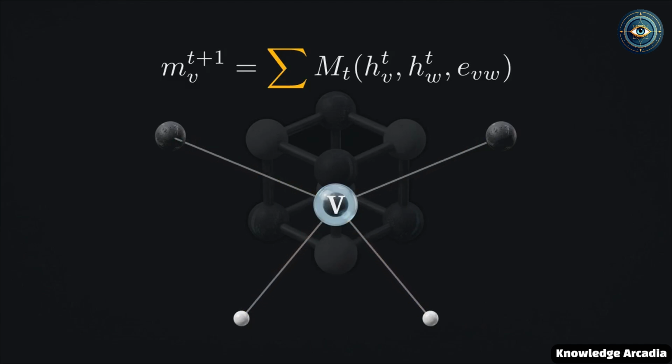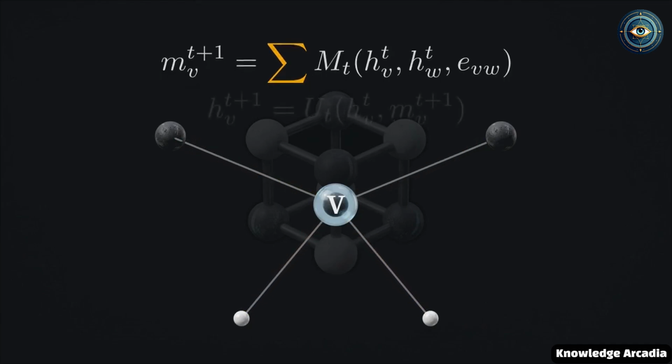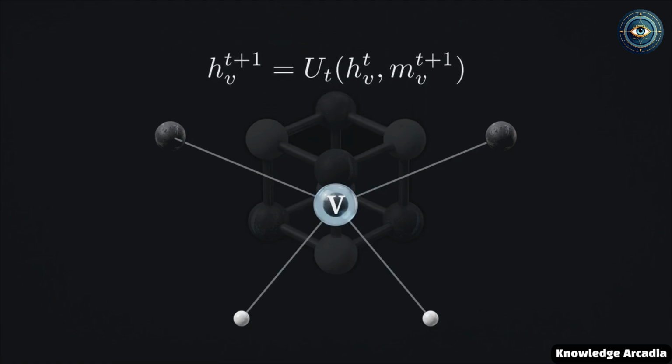Once the messages are gathered, we move to the update equation. This shows the target node V receiving the final aggregated message M. The aggregated message is passed through a learned function, specifically a gated recurrent unit. The GRU takes the new neighbor data and overwrites the target node's previous hidden state. The atom now has a mathematical understanding of its immediate surroundings.